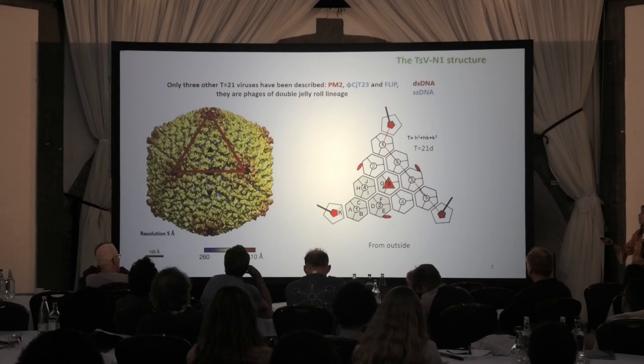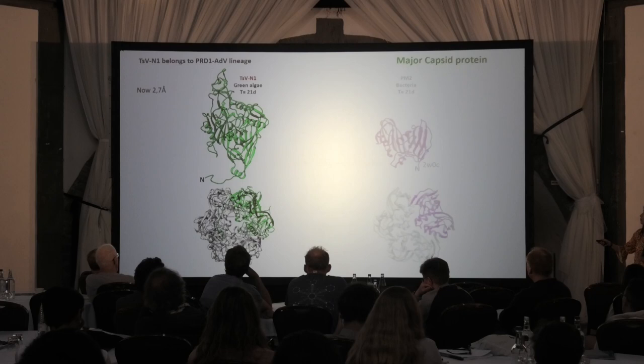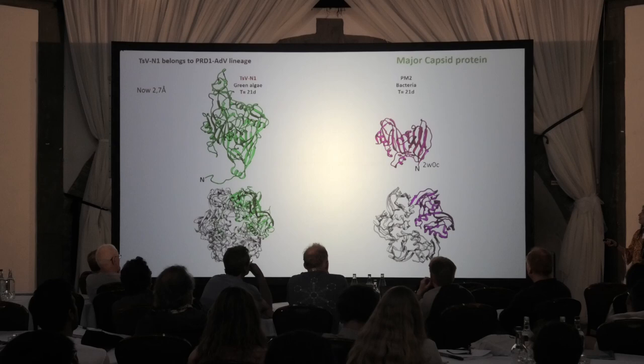Now we have a better resolution, 2.7 Angstroms, and we trace the major capsid protein. This protein contains 2 beta bubbles. And also we can compare with another member of this lineage. We have the same triangulation number, 21. This is PM2. You can see that the proteins are different, although they often have the same triangulation number.